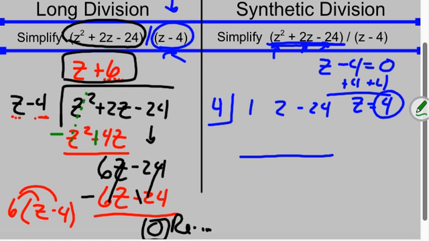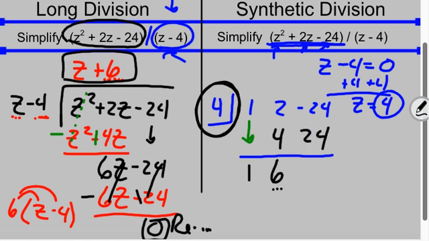Okay, now here's how synthetic division works. It's kind of streamlined here. The first number you always bring down, 1. And then you take this number in the box and multiply it by that 1. 1 times 4 is 4. That goes under the next number, 2. So we add those two together. That is 6. I'm going to multiply it by this number in the box again. 4 times 6, right here, is 24. I'm going to add those two together, and that's 0. And the last one, you always put a box around because that's your remainder.